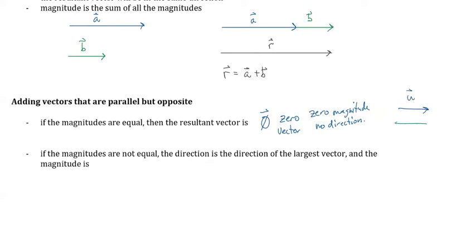If you're adding vectors that are in the opposite direction and the magnitudes are not equal, this is intuitive. I know the definition is written down, but I don't think you need to memorize this. The direction will be the direction of the largest vector. And we're going to write this down in a second. The magnitude is the magnitude of vector A minus vector B, or in other words, the absolute value. It doesn't matter if you do A minus B or B minus A, because when you take the magnitude, it's positive.